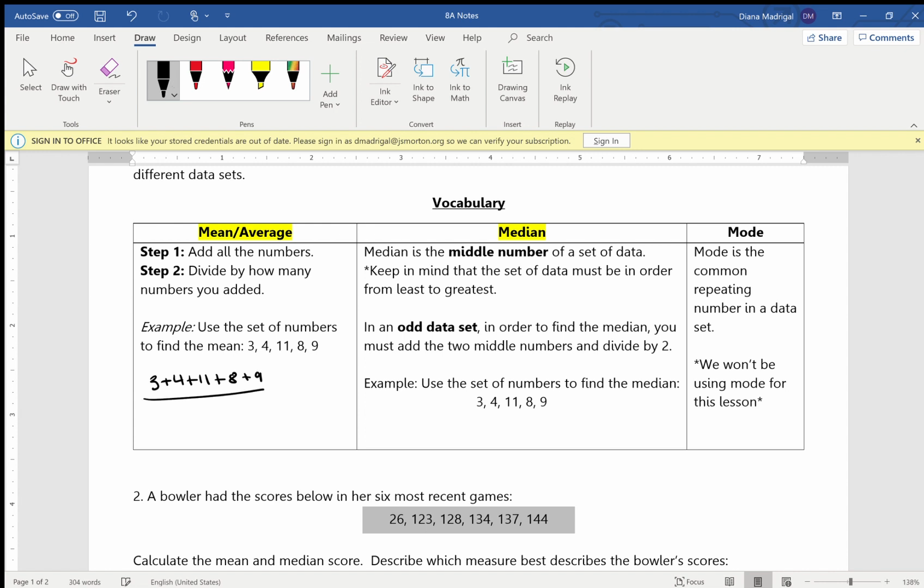I'm going to divide by how many numbers I have. 1, 2, 3, 4, 5. So I'm dividing by 5, which is going to give me 35 over 5. And then don't forget to divide, so that's going to give me 7. So the mean for this will be 7.